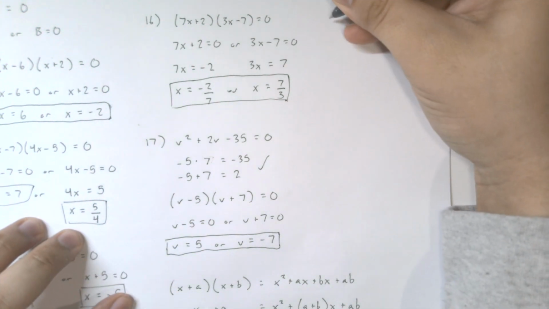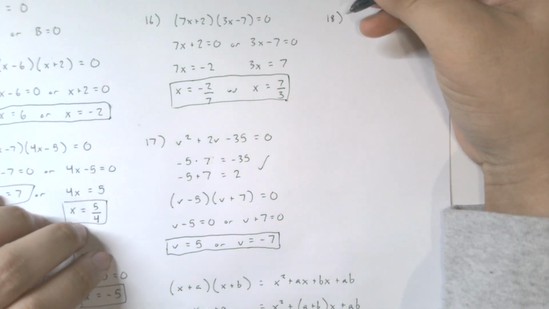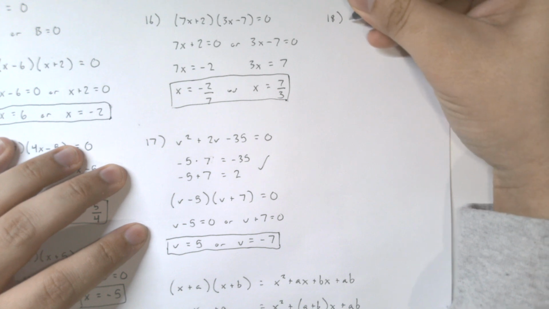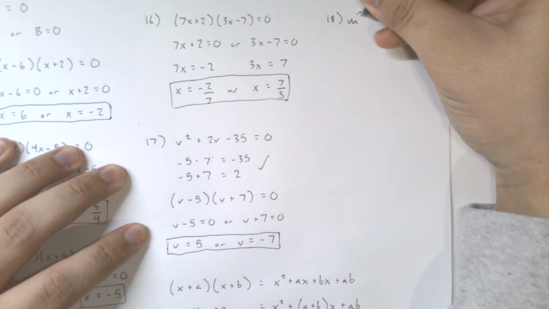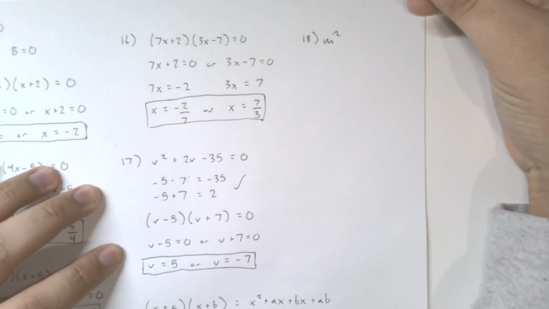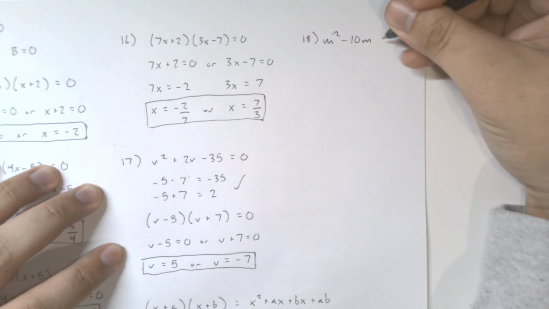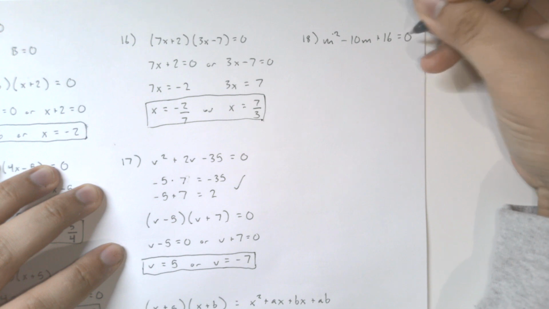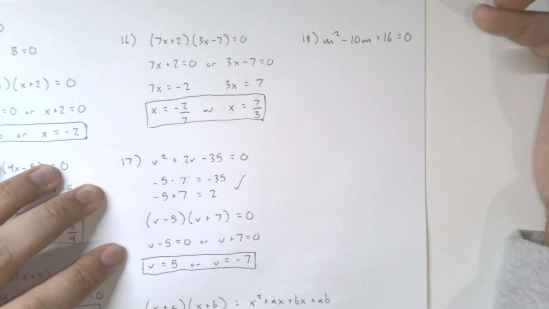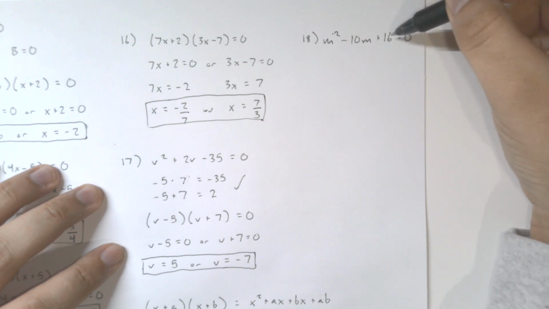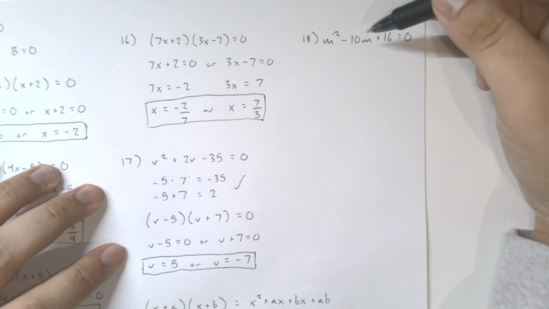So for number 18, we have m squared minus 10m plus 16 is equal to 0. We want to find two numbers that multiply to 16 and add up to negative 10.